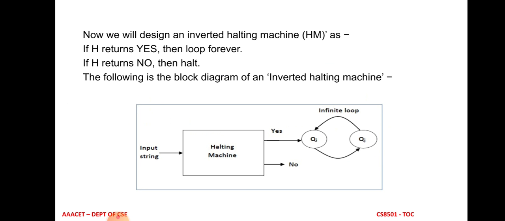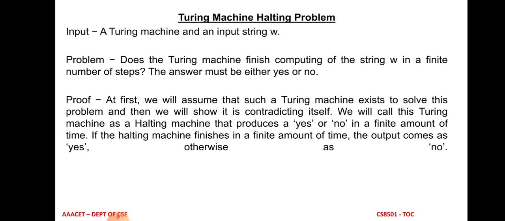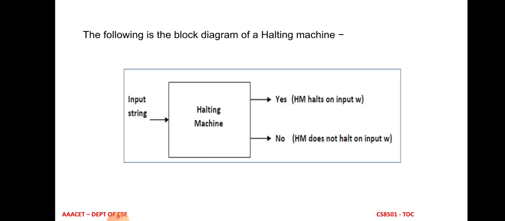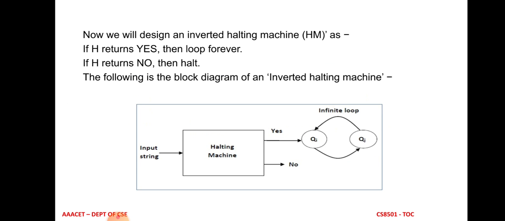Next one is the inverted halting machine or inverted Turing machine, which we already saw in the second line of the proof. Then we will show it is a contradiction itself. Contradiction means we have to prove with the inverted halting machine. So it is a reverse process. A reverse process is nothing but if the Turing machine returns yes, then it goes into a loop forever. In a normal halting machine, if the Turing machine returns yes, then the Turing machine halts its operation.